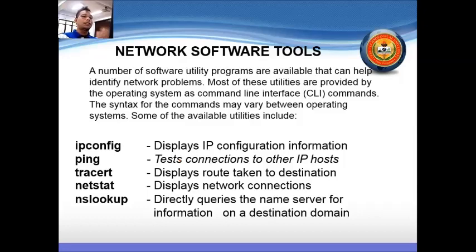Some of the available utilities include ipconfig, no? Muni nag-display sa atong network information. Katong apil na ito ang host, IP address, subnet mask, default gateway, DNS, MAC address. Katong ipconfig slash all, tanan to yung i-display. Ping, muning to test the connection between hosts. Tracert displays route taken to destination. Netstat displays network connections and NSLookup directly queries the name server for information on a destination domain.